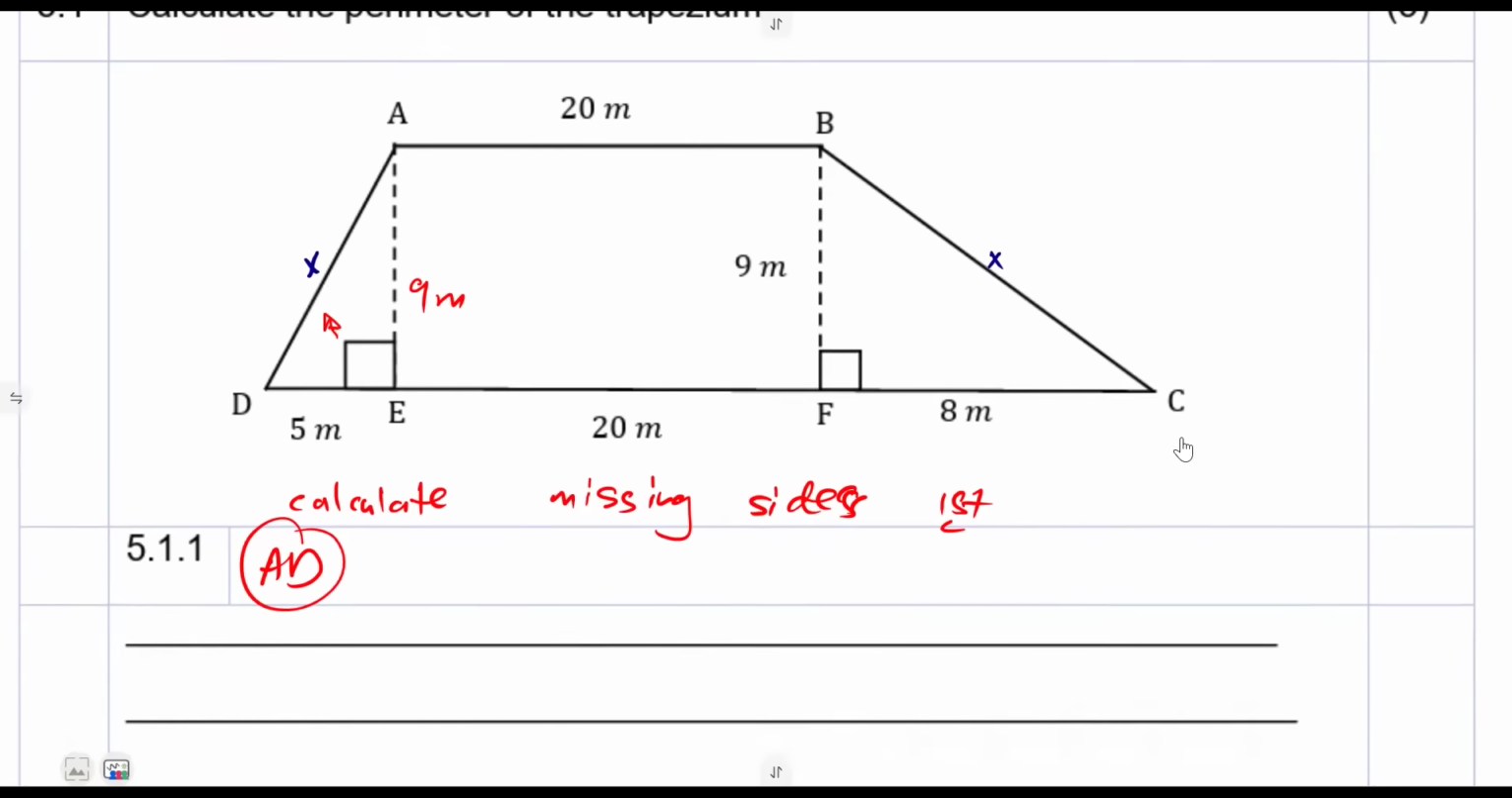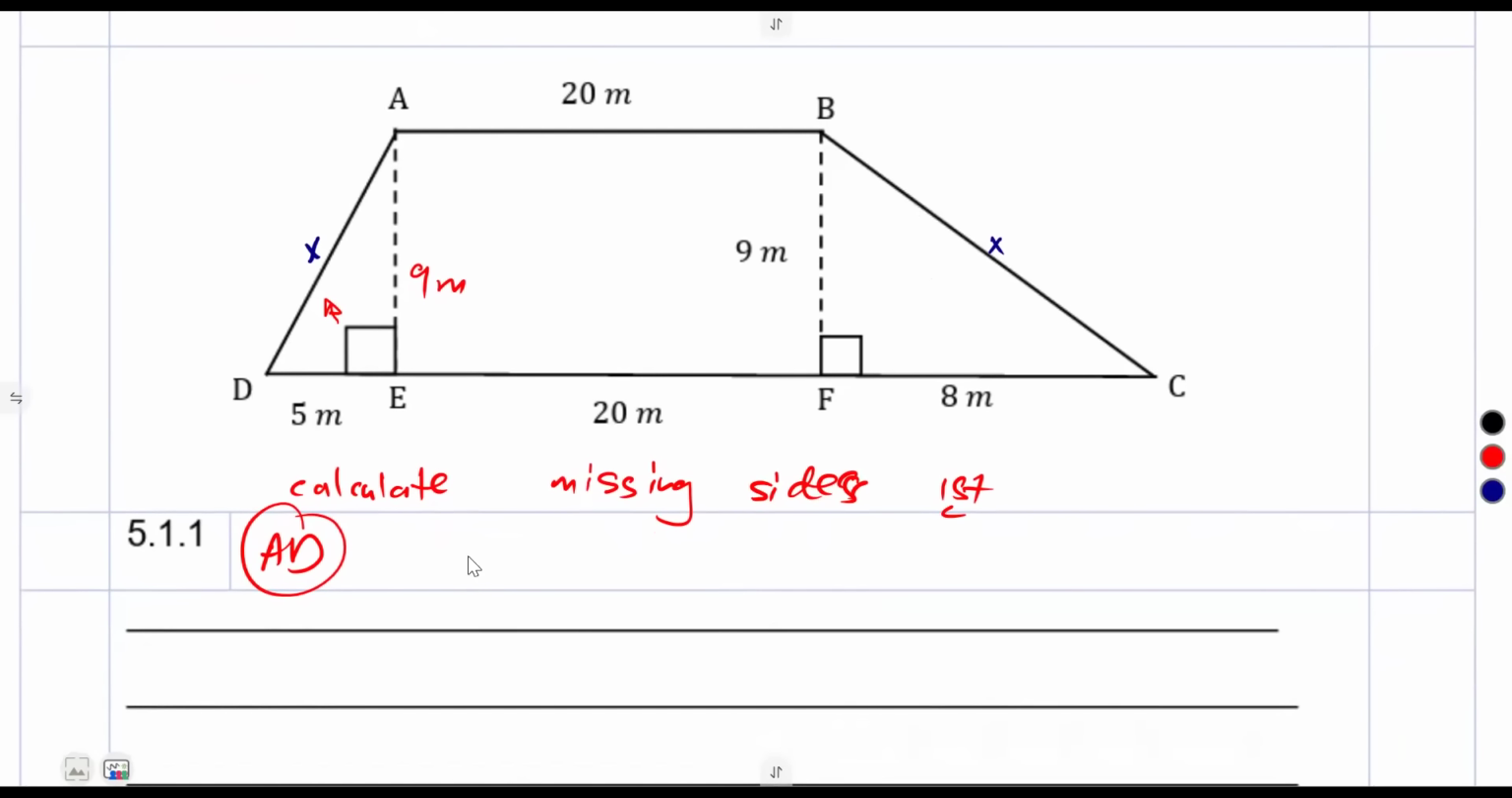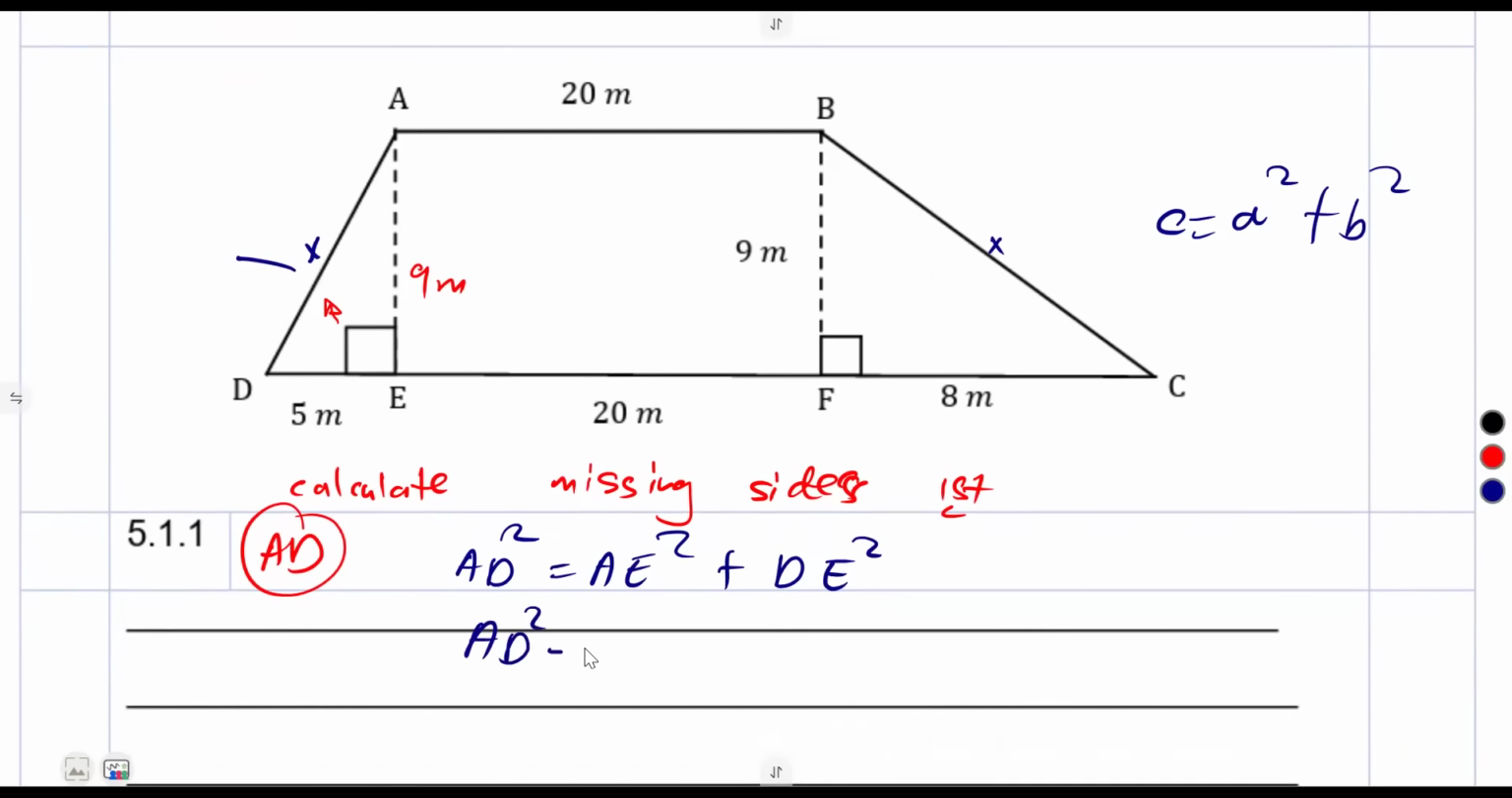From Pythagoras theorem, it follows that AD squared, that's our hypotenuse. Hypotenuse squared is equal to the sum of the squares of the shorter sides. So AD squared is equal to AE squared plus DE squared. AE, which is 9. So that's going to be 9 squared plus 5 squared.